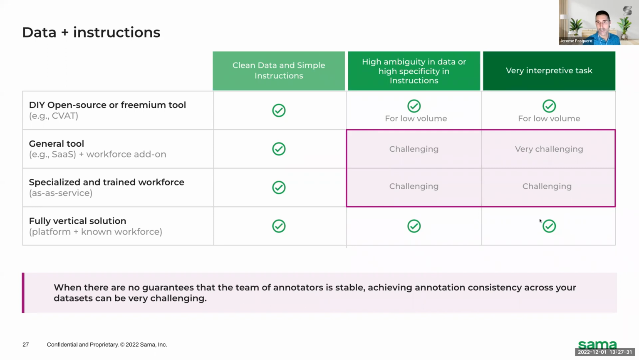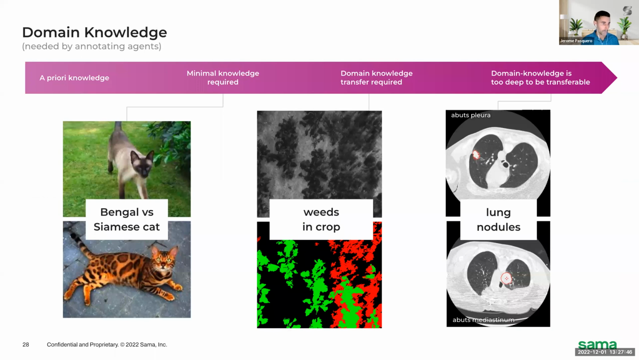But this is doable and a lot easier in a fully vertical solution because your team of annotators is stable, and then you can achieve annotation consistency across your data set. You're leveraging that domain knowledge. By domain knowledge, I mean needed by your annotating agents.